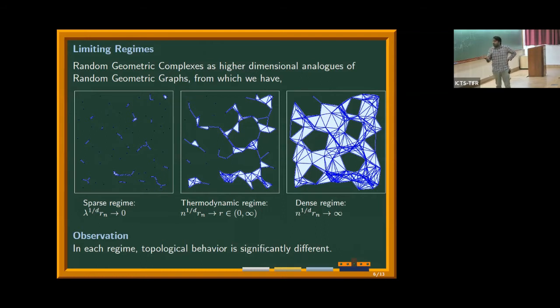So basically this quantity is the expected number of points in a ball of radius Rn. And if it goes to 0, you are in a sparse regime where most of the points are isolated. Then you move into the thermodynamic regime where it converges to a positive constant. Here you will get a giant component, and then you move into the dense regime. In the dense regime, connectivity is happening. Everything is connected. That's why it's called dense.